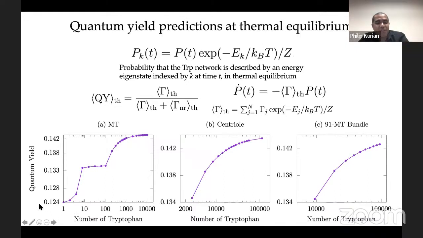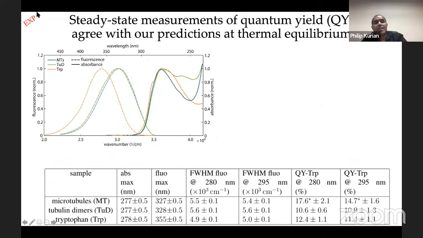We were surprised to find that starting from the reference standard of tryptophan in solution, we actually get an increase in all these structures. Of course, in the microtubules at 10,000 tryptophan, that's 100 spirals, we begin to see saturation. But in the centriole and in a 91 microtubule bundle, we do not reach the saturation regime even at 100,000 tryptophan chromophores. So this is experiment.